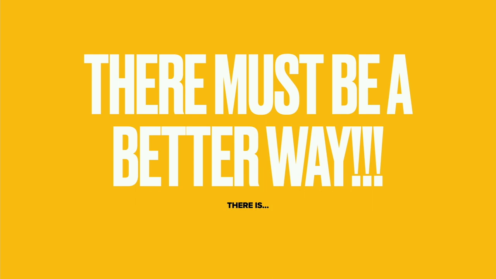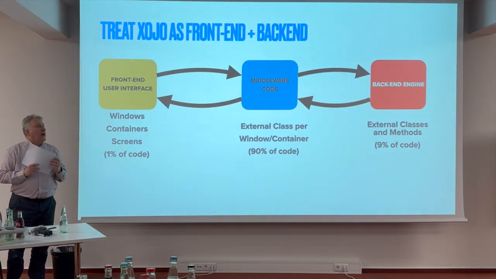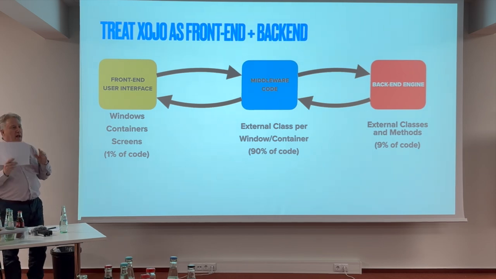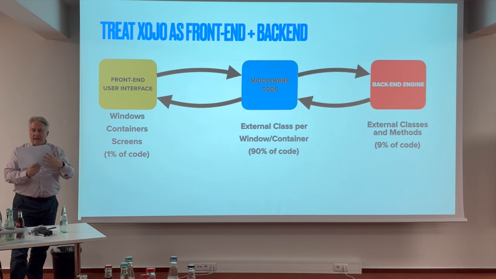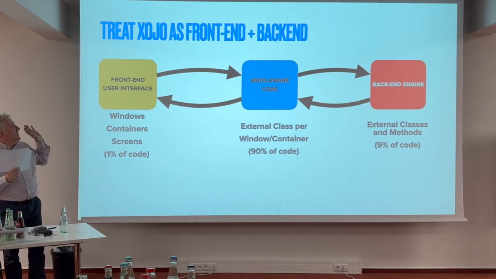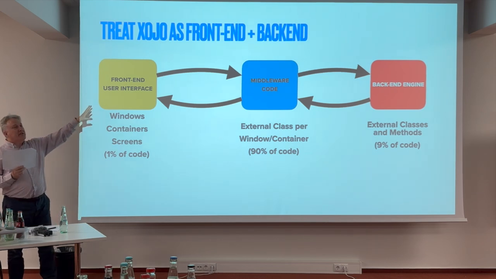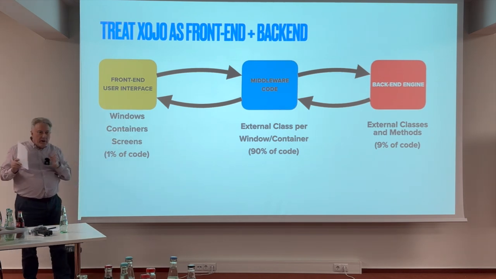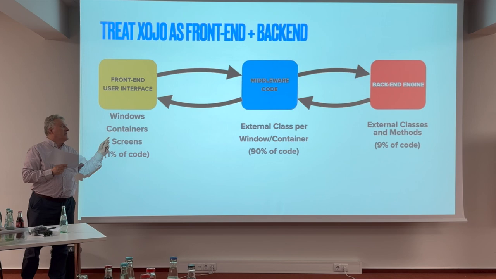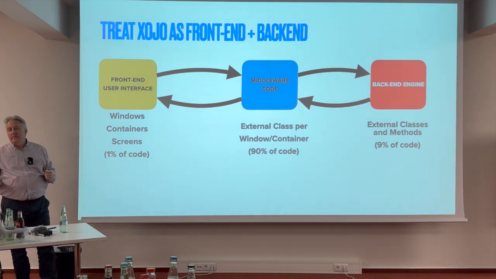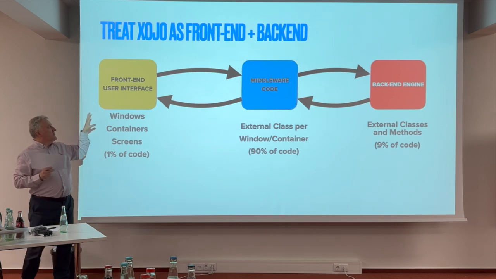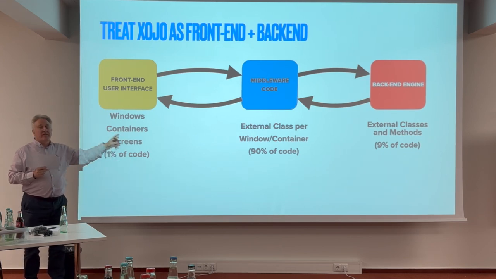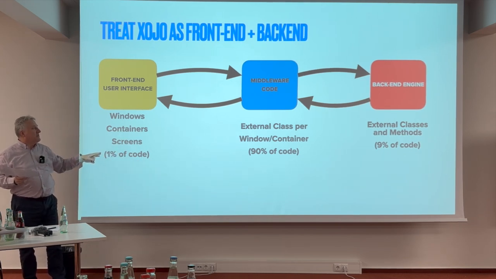And there is. The way I found to do it was to actually treat Xojo a bit like you have a front end and a back end, even though it's all within one program. So the front end interface is what's in the middle of each of your projects. And in the end, the front end, which we typically put all of the code into, is actually a skeleton. Skeleton with windows with the same names and containers. And what we do is, instead of 90% of the code, it's now only got about 1% of the code.